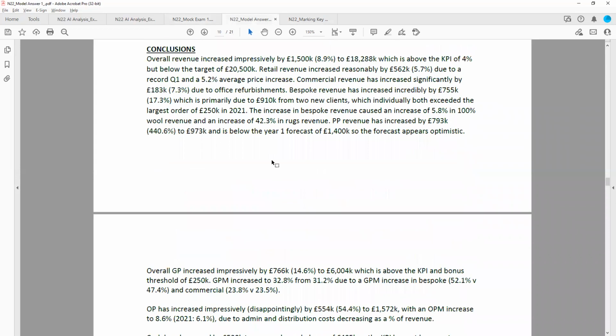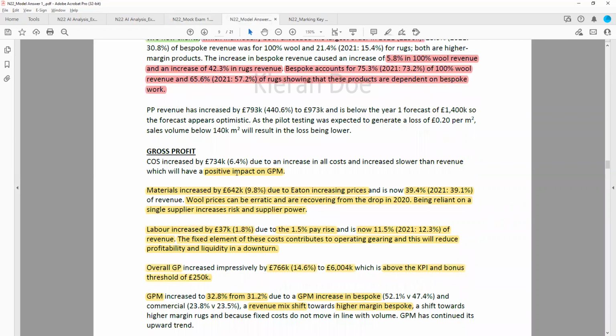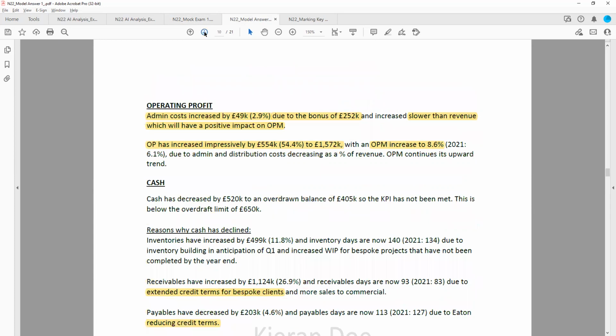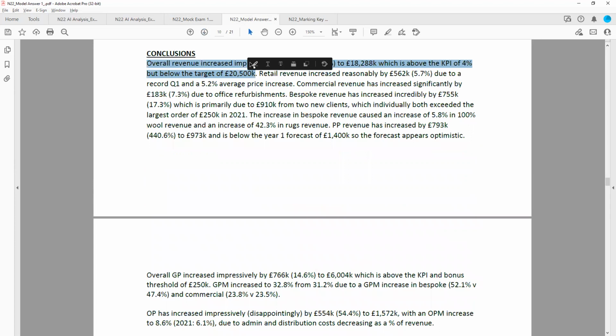So of course, what we have in our conclusions isn't going to be any different from the main body of our report. We know, of course, that overall revenue went up by 1.5 million, 8.9%, and it's above the KPI target. So that's kind of the main point on overall revenue. So what I would do is copy this point down into the conclusions. So don't copy everything for overall revenue, but just the main point, because that's what you'd have in a conclusion. What's the main point, and we need to cover it for everything.